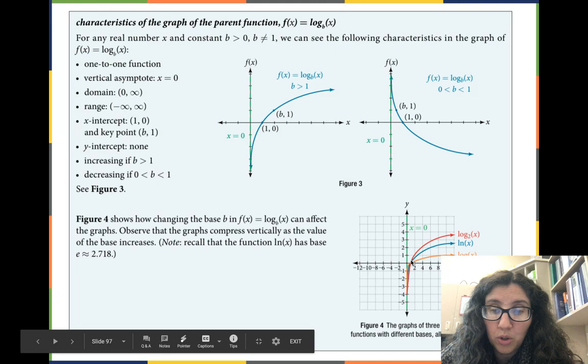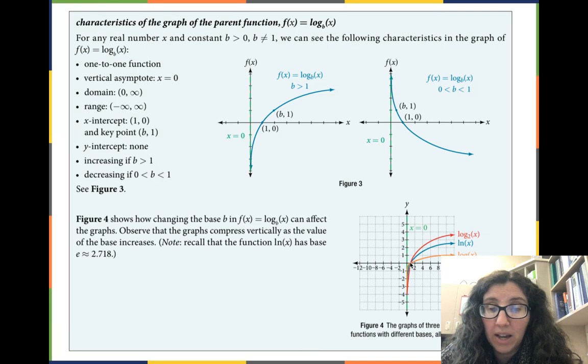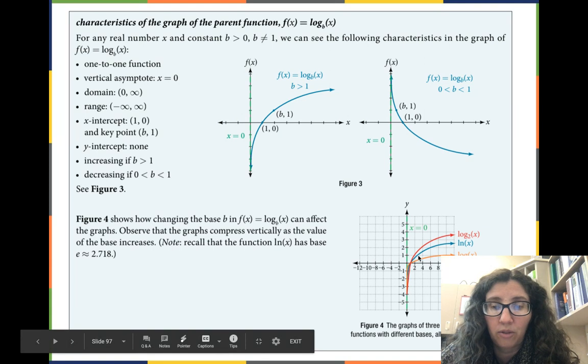And in all cases, the x-intercept is (1, 0), and they all go through the point (b, 1). So this goes through the point (2, 1). This goes through the point (e, 1), whatever e is, and this goes through the point (10, 1). Or 2.7 is where it crosses, 2.71 for e.